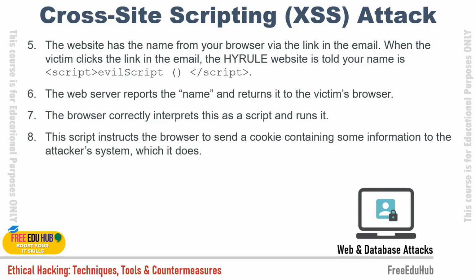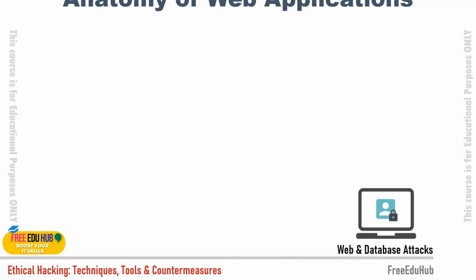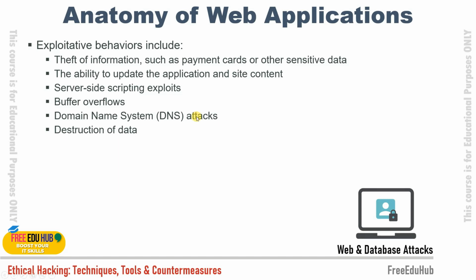The web server reports the name returned to the victim's browser. The browser then correctly interprets this as a script and executes it. This script instructs the browser to send a cookie containing some of the information of the system to the attacker, which it does. Of course, the cookies maintain all that information about you and the session in progress. So that's how they try to gain access to the machine through the browsers.